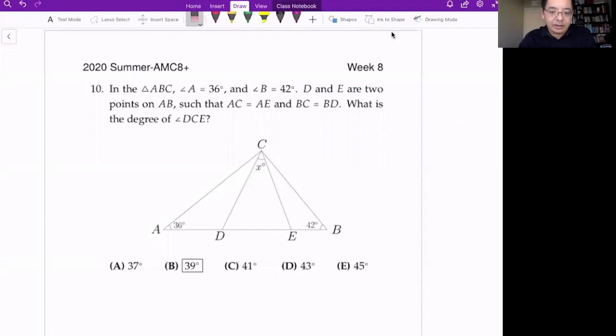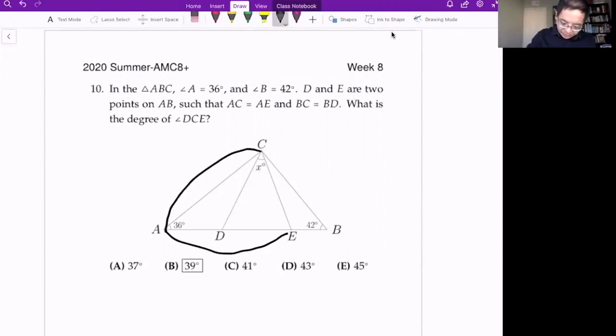Problem number 10. Here we have a triangle ABC. Angle A is 36 degrees, angle B is 42 degrees. Also, we have two isosceles triangles. First of all, we have AC equals AB, and then we have BC equals BD. That means both of them are isosceles triangles.